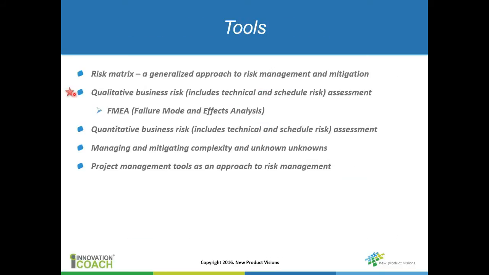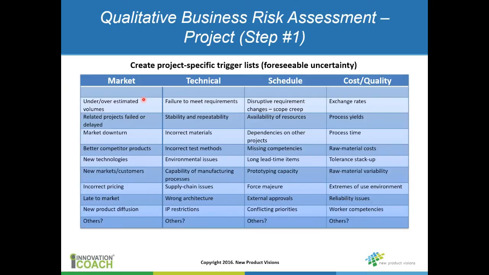Okay, secondly now I want to talk about some qualitative tools to manage risk, and this is really related to this concept of risk lists and thinking about foreseeable uncertainty. So we'll talk about this broad-based qualitative tool first, and this is really this concept of what we call trigger lists or risk lists as a way to manage foreseeable uncertainty.